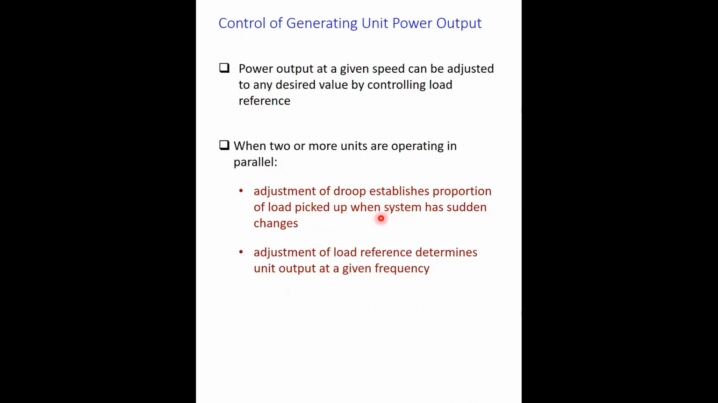So with that, whenever you have some load changes, one way is that you adjust the droop characteristic here, so that a proportional amount of power can be regulated whenever you have sudden disturbances, that means from the load side. Another one, we can have the adjustment of load reference set point, basically, which will determine what will be the output power for a given frequency here.